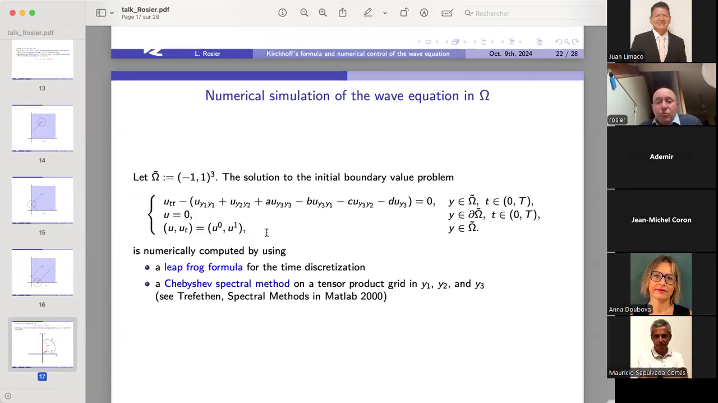So to do it actually, you have to look at the discretization in time and the discretization in space. For the time we use, which is quite usual, the leapfrog formula, it's very classical. And for the discretization in space, as I told you, we didn't use meshes and finite elements. We used a Chebyshev spectral method on the tensor product grid in y1, y2, and y3. In some sense, we can compute the derivative by using the spectral method. And this kind of thing is well described in the nice book by Trefethen, Spectral Methods in MATLAB.